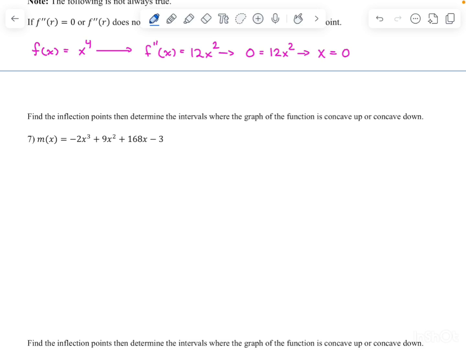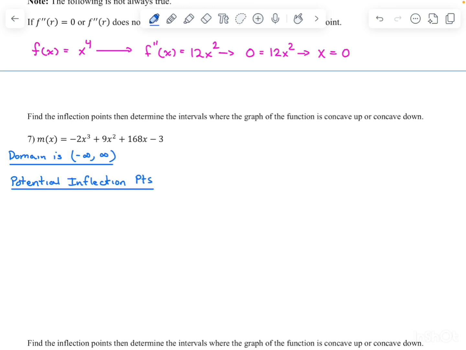For example 7, we want to find the inflection points, then determine the intervals where the graph of the function is concave up or concave down. Before we start any of this, we need to determine the domain of m of x. Since this function is a polynomial, the domain is all real numbers. Now that we have the domain, we are ready to find the potential inflection points.